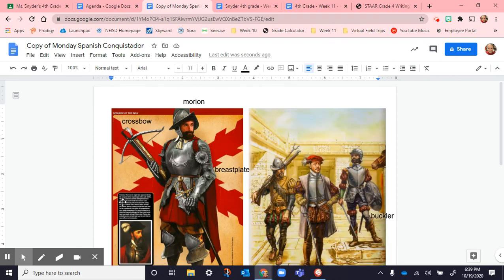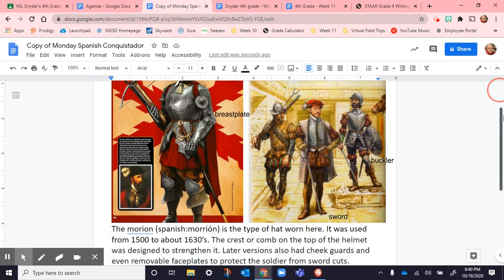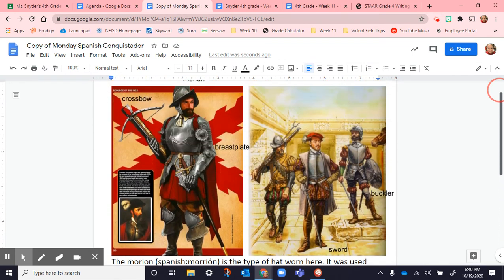Several places in Europe were sending people over to explore this new land that they discovered, and people were coming over for all different reasons. This article was just talking about some of the things that they would wear. These are people from Spain, and it talks about the different things that they would wear.